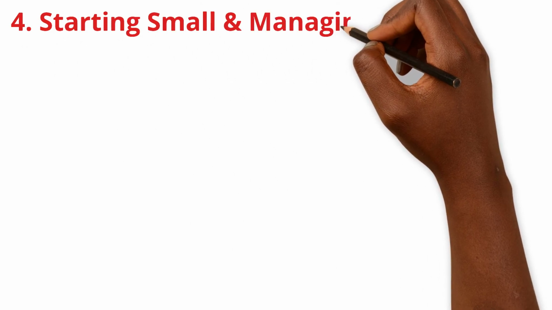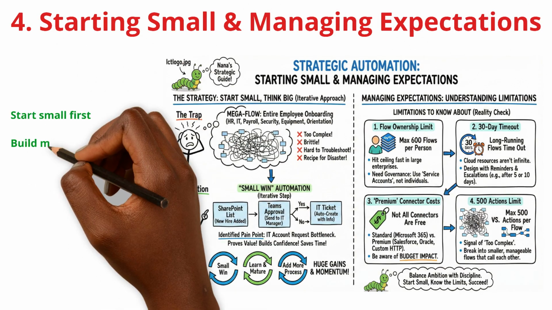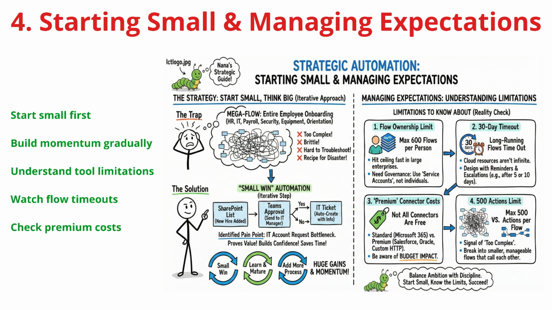It is easy to fall into the trap of trying to build a complex mega flow immediately, like automating an entire onboarding process. This is often brittle and a recipe for disaster. Instead, embrace the solution. Start small. Identify a single pain point, such as just automating an IT ticket request. This iterative, small win proves value quickly, builds confidence, and creates momentum for huge gains later.